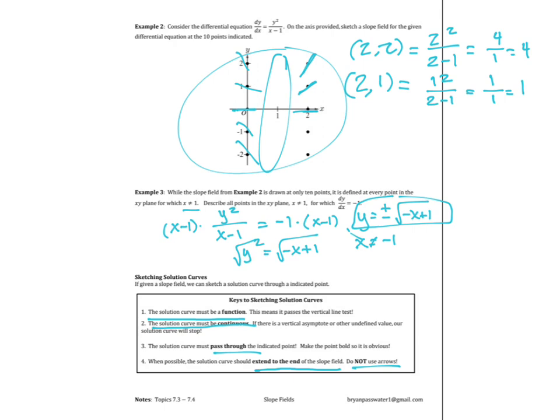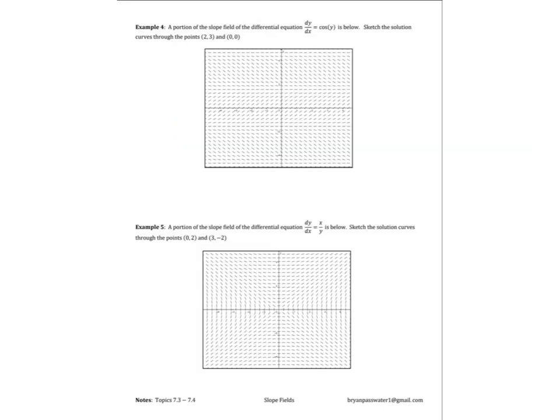Okay, so when they're grading these on the AP exam, these are so easy to get points for, except kids miss them all the time because they don't graph them right. They don't do what they say. So let's turn over to the next page, and we'll practice sketching a couple of solution curves. This is the slope field of the differential equation dy/dx equals cosine y. Everybody seeing that? Sketch the solution curves through the points (2, 3) and (0, 0).